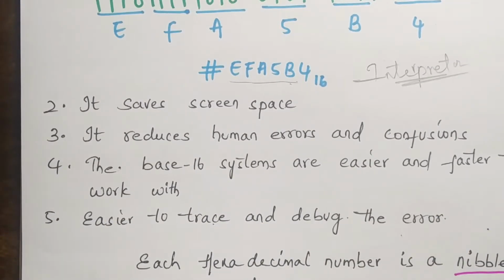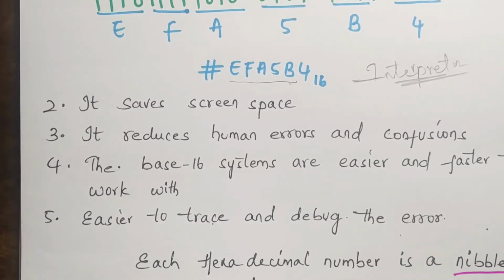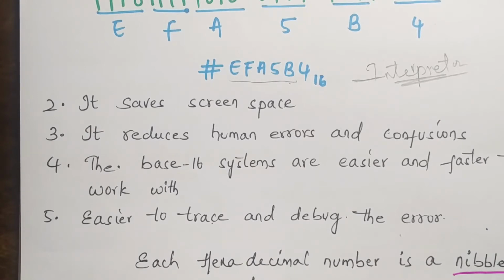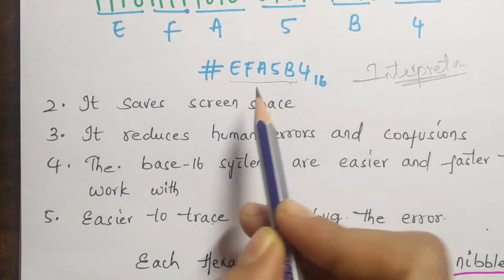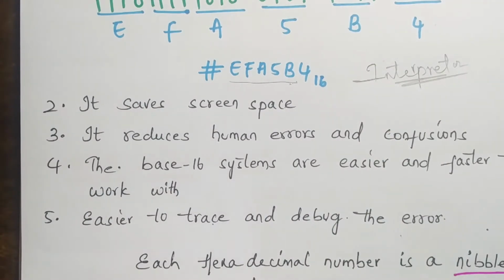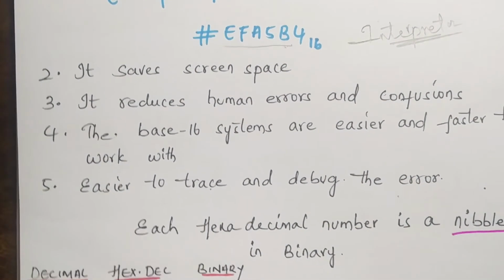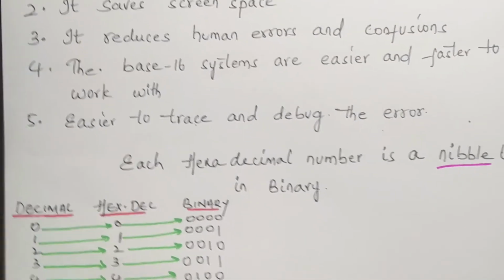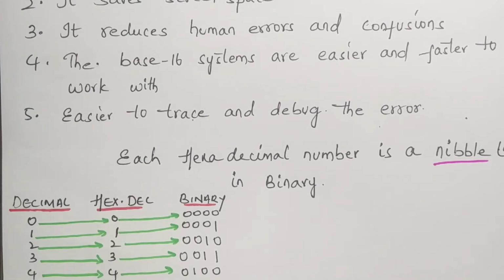It will reduce the chances of human errors like reading an extra 0 or adding an extra 1 while reading a binary code, and you can easily debug and trace an error just by reading this hexadecimal code and going to that memory location. Each hexadecimal digit is equivalent to 4 bits, that is 1 nibble.